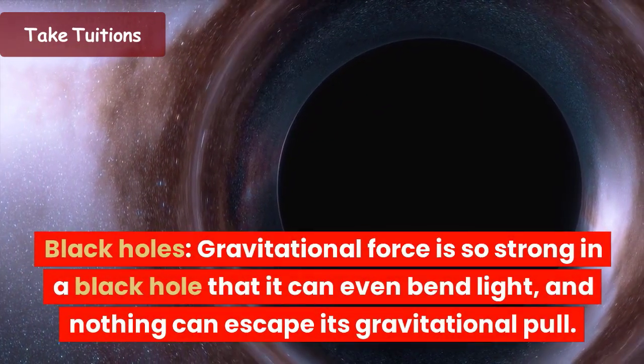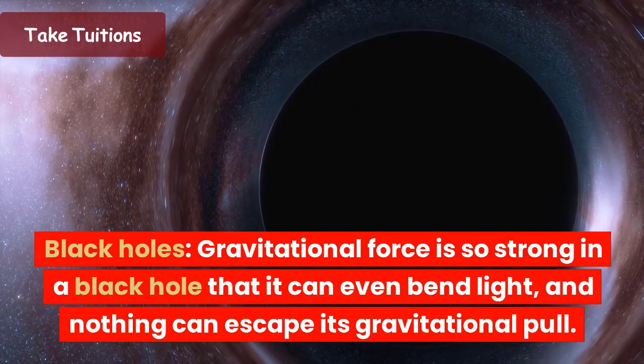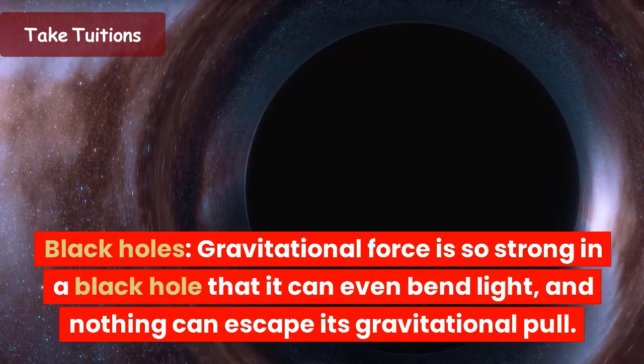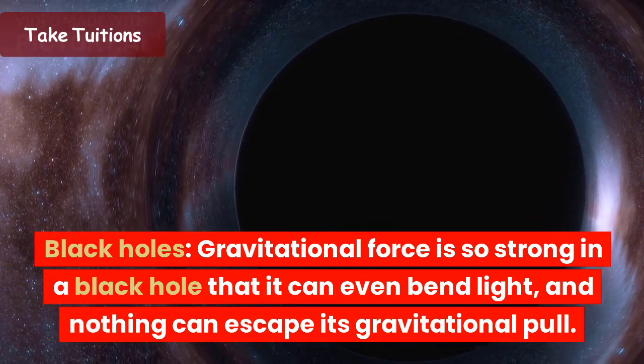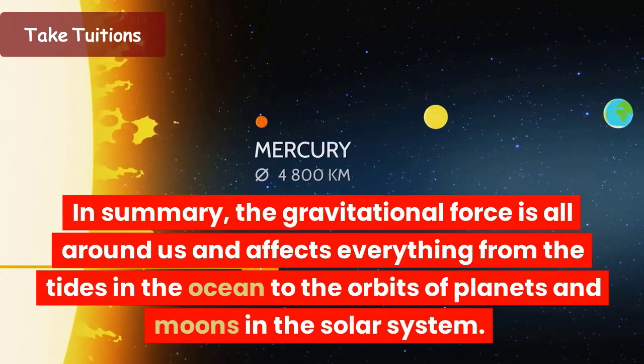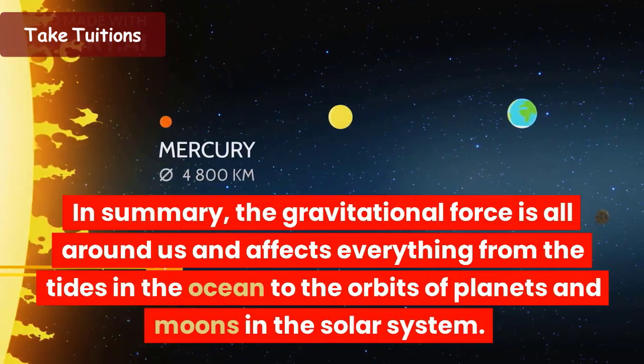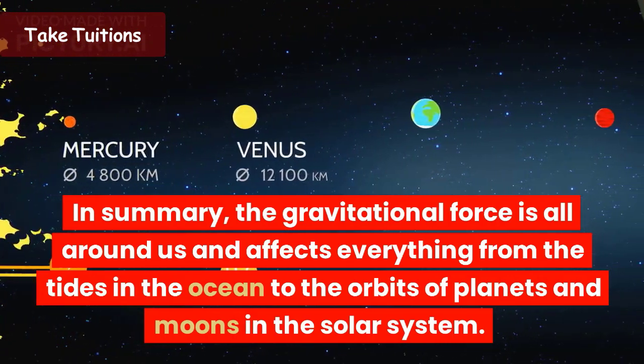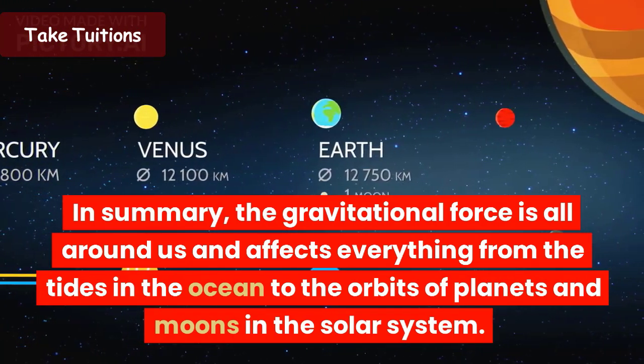Black holes: gravitational force is so strong in a black hole that it can even bend light, and nothing can escape its gravitational pull. In summary, the gravitational force is all around us and affects everything from the tides in the ocean to the orbits of planets and moons in the solar system.